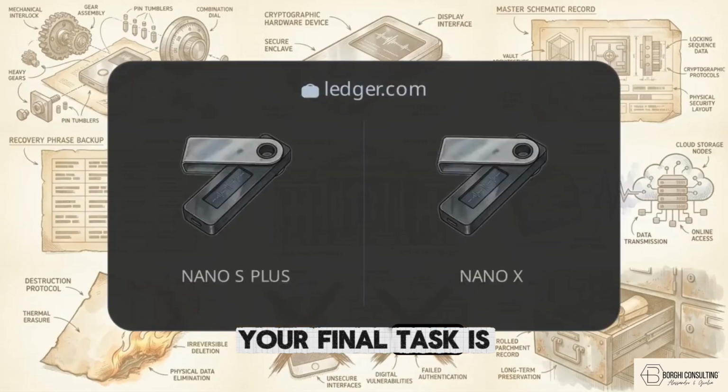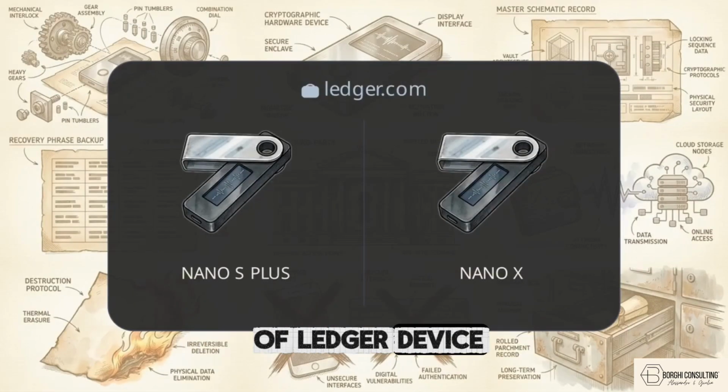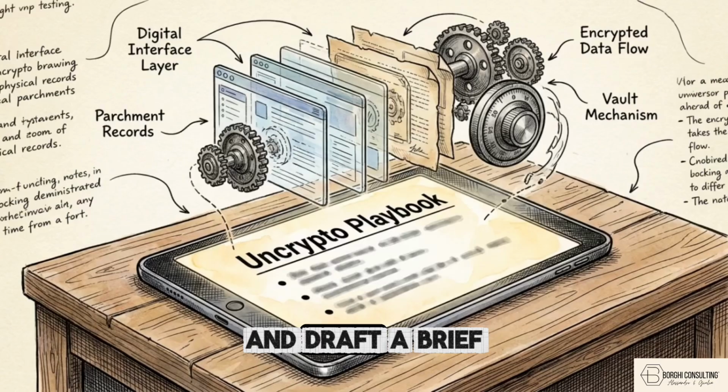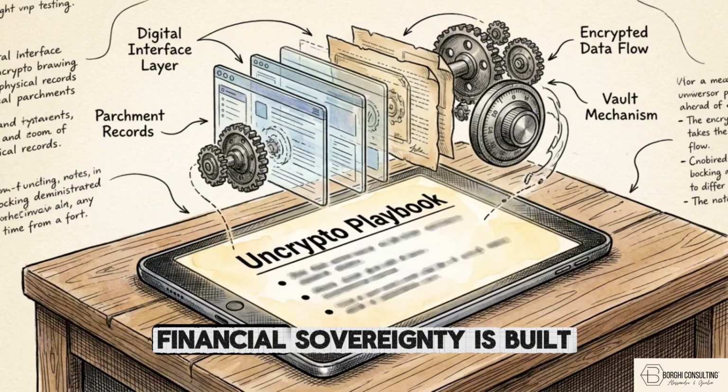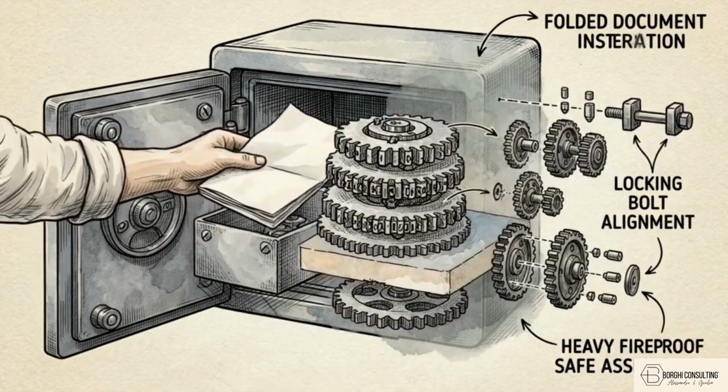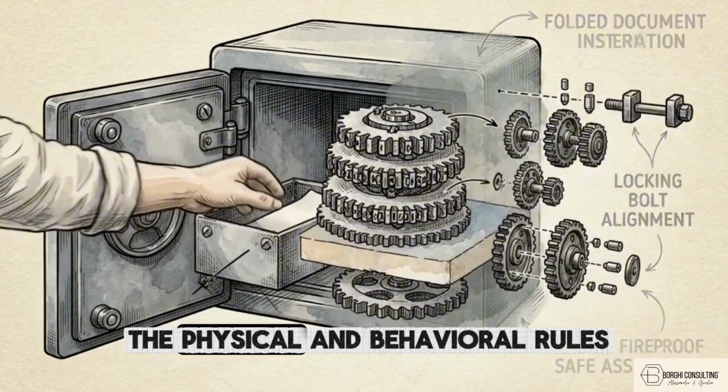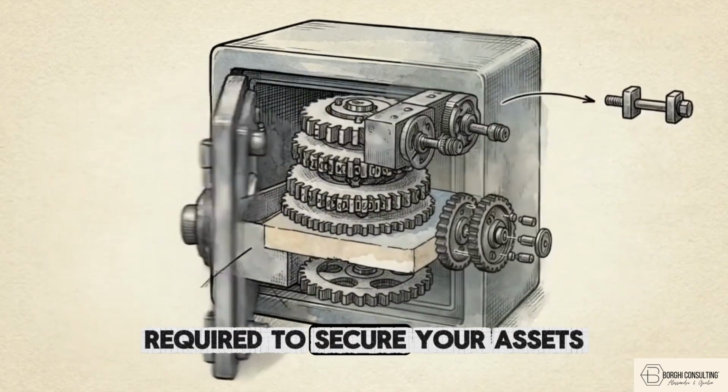Your final task is to finalize your choice of ledger device on the official site and draft a brief outline of your crypto goals for the next 12 months. Financial sovereignty is built in stages. Today, you have established the physical and behavioral rules required to secure your assets.